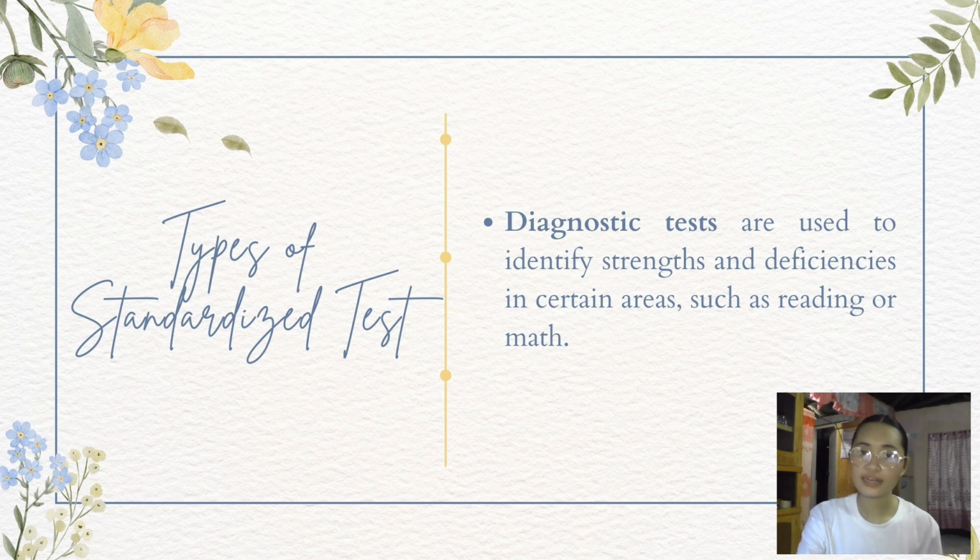So the second one is the diagnostic test. These tests are used to identify strengths and deficiencies in certain areas such as reading or math. The PhilIRI, or the Philippine Informal Reading Inventory, is an example of a diagnostic test. This tool is used to assess students' reading levels, comprehension, and fluency at the beginning of the school year.